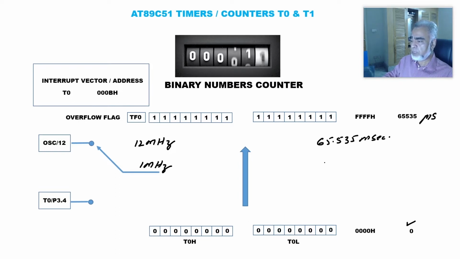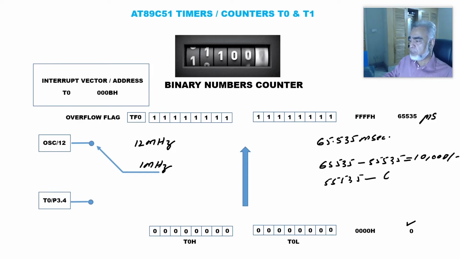But if you load the value 65535 minus 10,000, that is 55535, and allow the timer 0 to increment with a step of 1 microsecond, then the timer 0 will take 10 milliseconds to reach its maximum value, that is from 55535 to 65535. It means 10,000 microseconds, or 10 milliseconds.